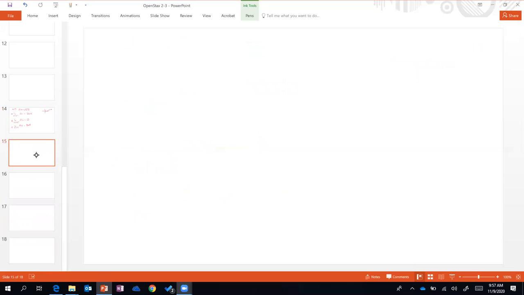Okay, so now the fun part. You guys ready? We have the squeeze theorem. There is a theorem. It's called the squeeze theorem.